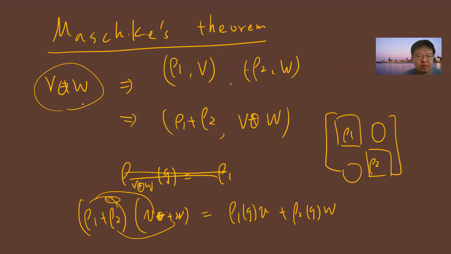Basically, once you have the direct sum of two vector spaces, you can direct sum two group representations. The definition is that rho 1 plus rho 2 acting on V plus W is the same as defined by these two.